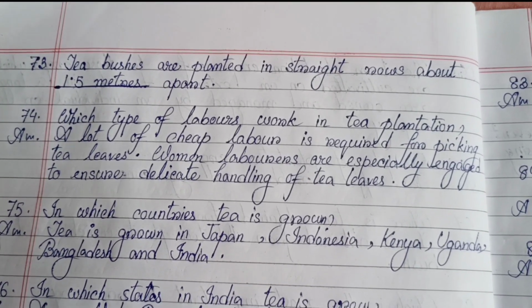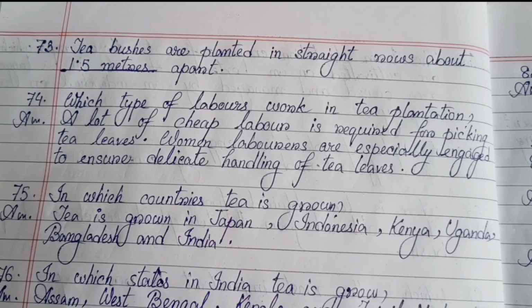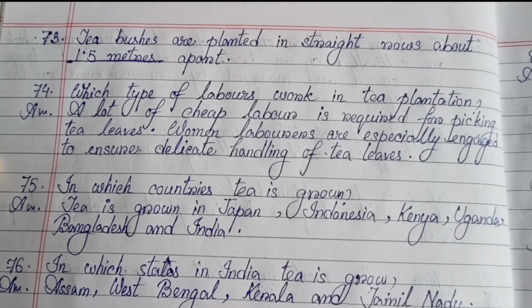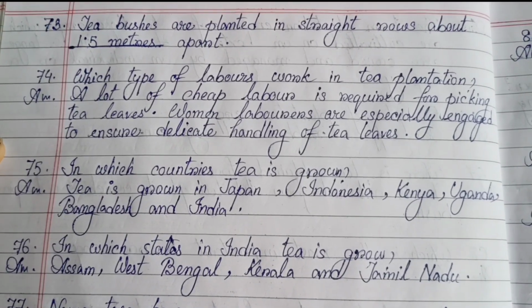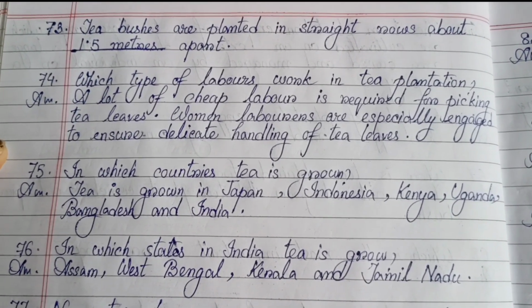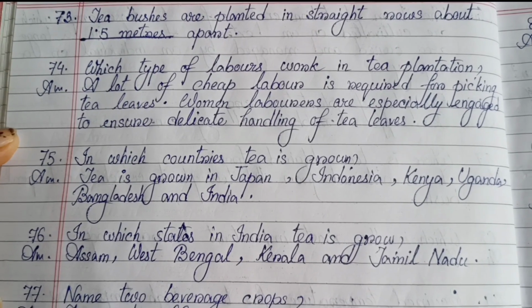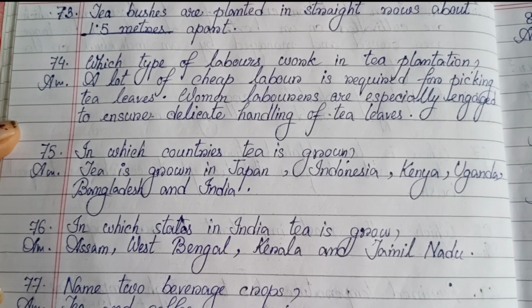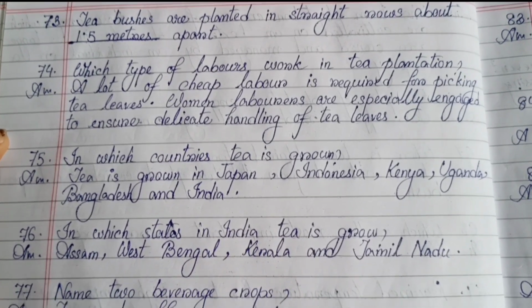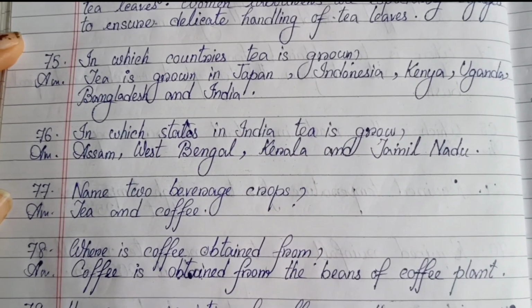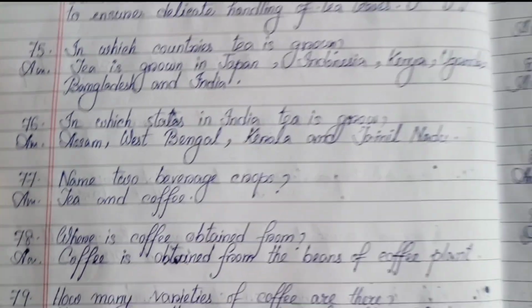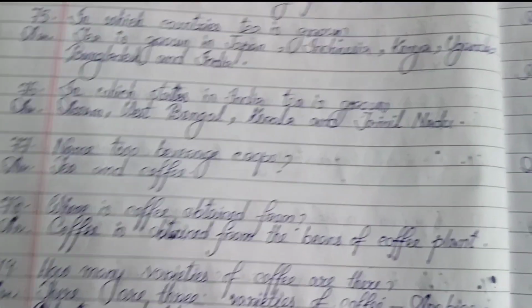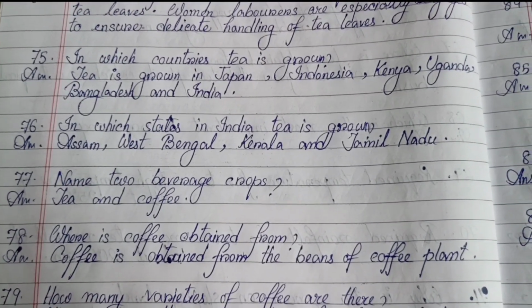Which type of laborers work in tea plantation? A lot of cheap labor is required for picking tea leaves. Women laborers are especially engaged to ensure delicate handling of tea leaves. In which countries is tea grown? Tea is grown in Japan, Indonesia, Kenya, Uganda, Bangladesh and India. In which states in India is tea grown? Assam, West Bengal, Kerala and Tamil Nadu.